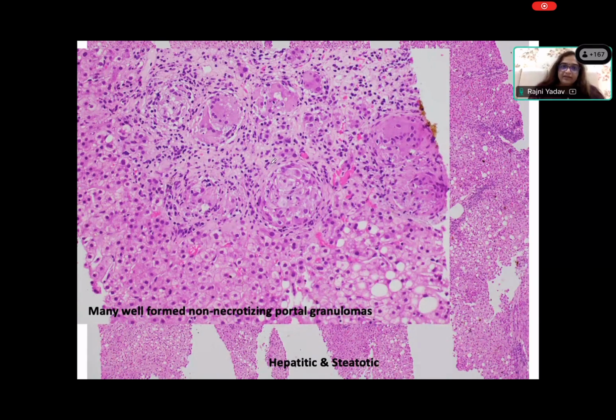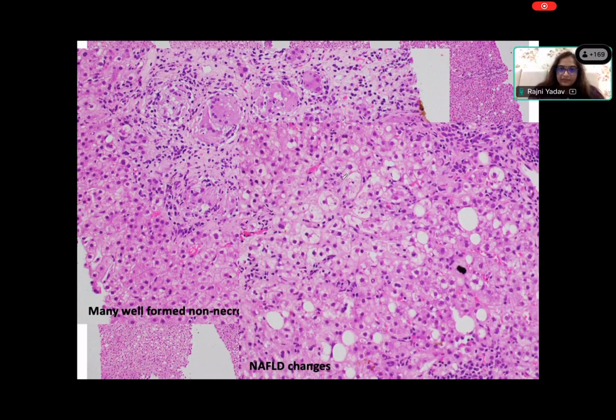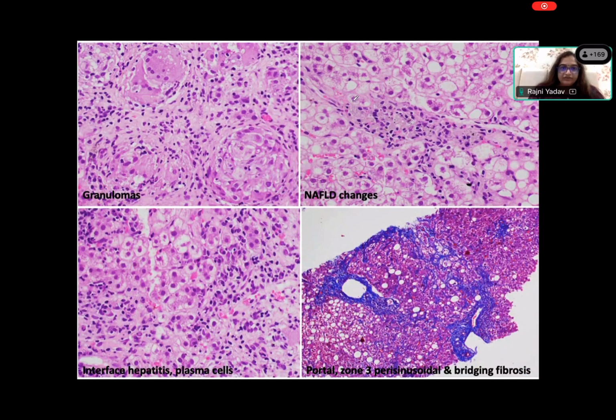And see what we have got. So we have got multiple granulomas. These are well circumscribed and they are non-necrotizing. These are in the portal area. Then here we can see the ballooned hepatocytes. So you have this lobular inflammation. So you have got some NAFLD-like changes, then ceroid-laden macrophages, the granulomas here, a lot of interface activity, and the plasma cells. So basically you have got a hepatitic pattern with granulomas, and you have got some NAFLD-like changes also.